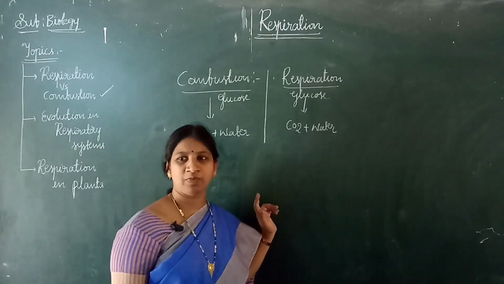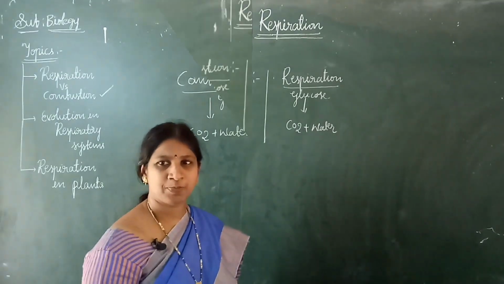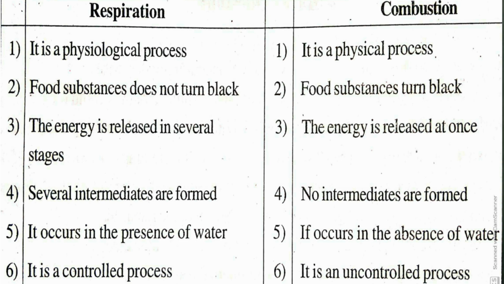Now let us see the differences between combustion and respiration. First, respiration is a physiological process, whereas combustion is a physical process. In respiration, food substances do not turn black, whereas in combustion food substances turn black. In respiration the energy is released in several stages, whereas in combustion energy is released all at once. In respiration several intermediates are formed, whereas in combustion no intermediates are formed. Respiration occurs in presence of water, whereas combustion occurs in absence of water. Respiration is a very controlled process, whereas combustion is an uncontrolled process.